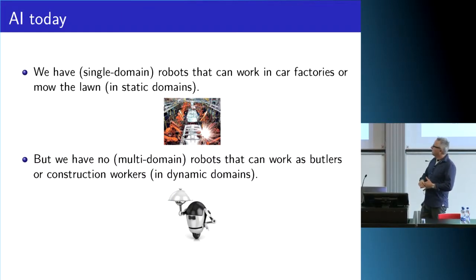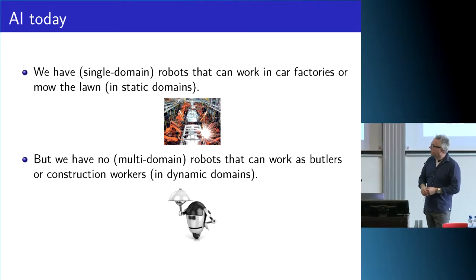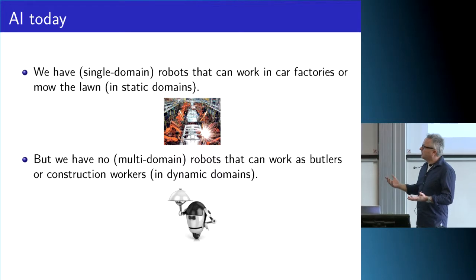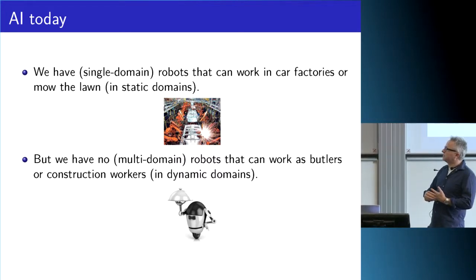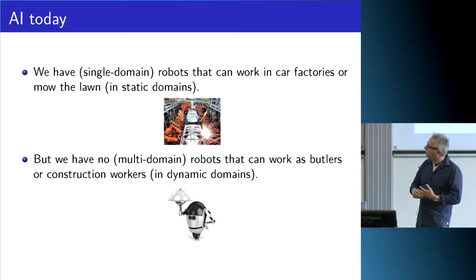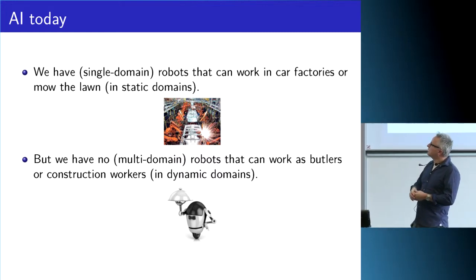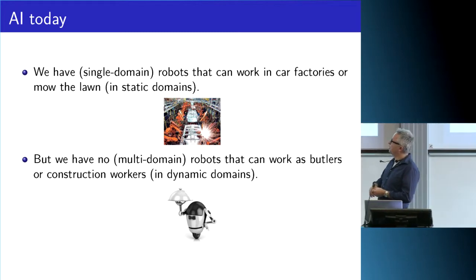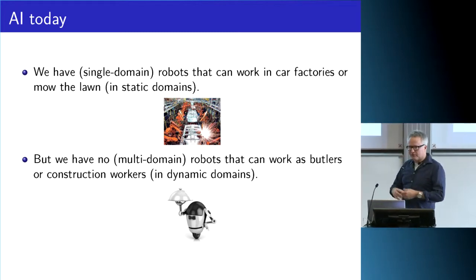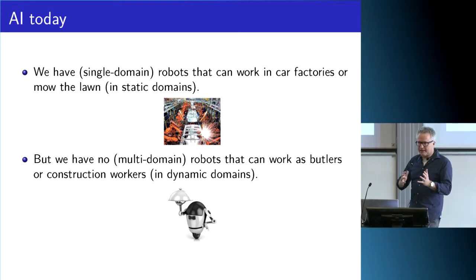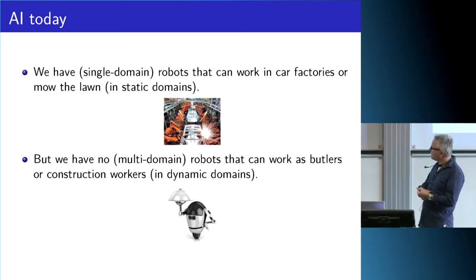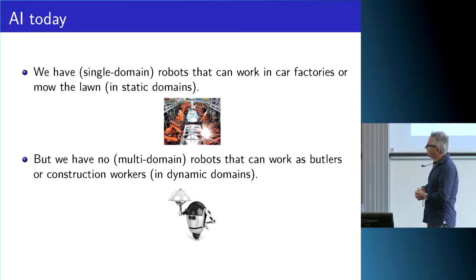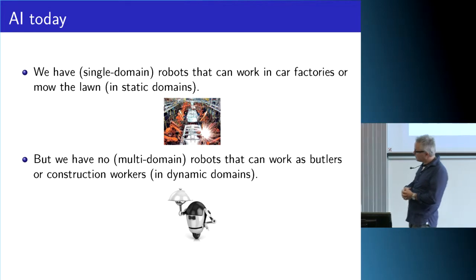And if we look at AI today, we have a lot of amazing programs, but they are all single domain. For example, we have robots that can work in car factories or mow the lawn. But those are fairly static and predictable domains, the same all the time, for example in industrial environments. But out in the wild, things are much more difficult.